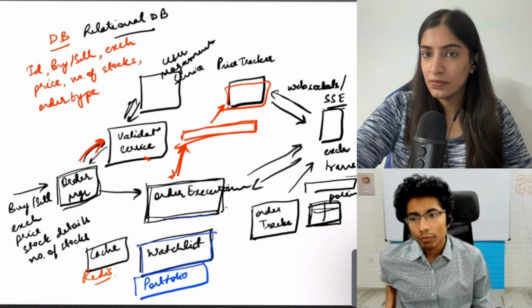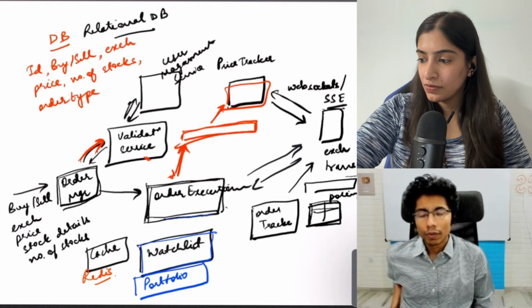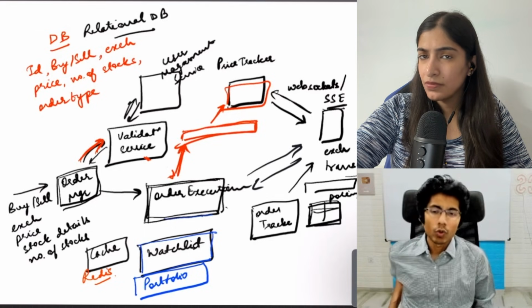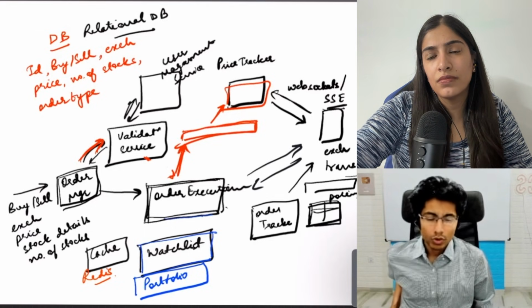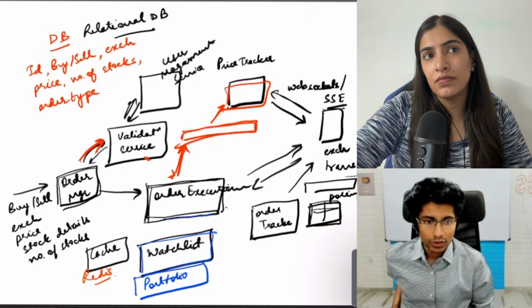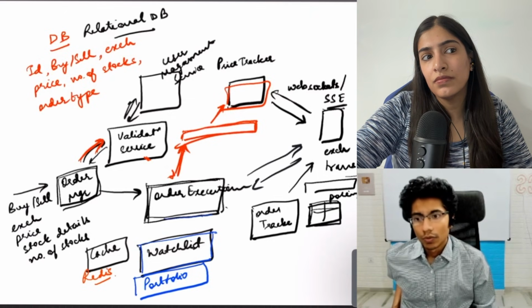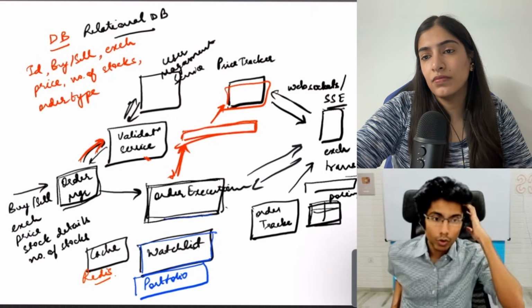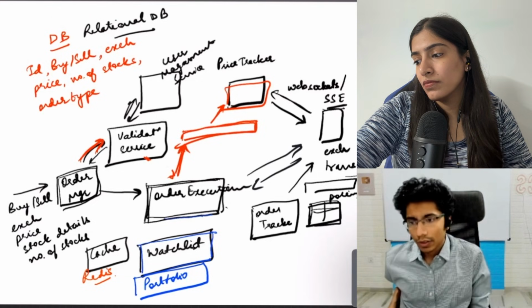I think watchlist can probably be inside price tracker, maybe. But if you want to totally separate it out, I guess you can. Watchlist can be outside of price tracker also, for which user, what kind of stocks do they want to see. Yeah, sure. I guess a separate thing is also fine.